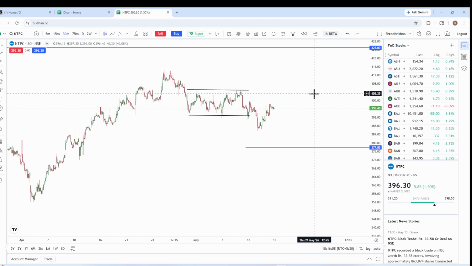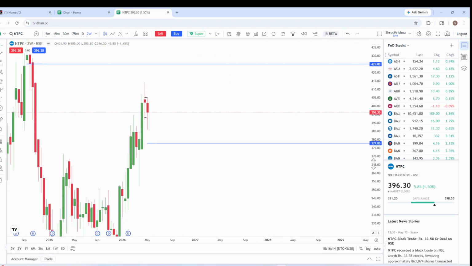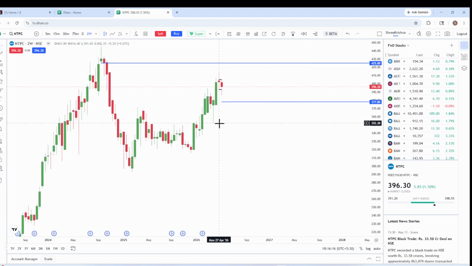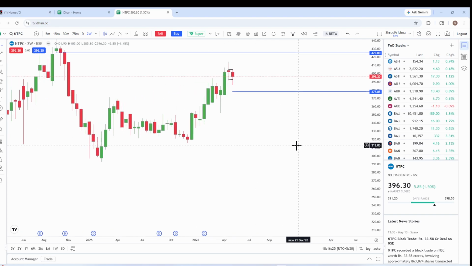Now this is just one example. When I go to 2 weeks, my actual target is this 351. So this month I will make around 13 points. Next month's contract, again I will enter around 20-30 points. I keep making the money.